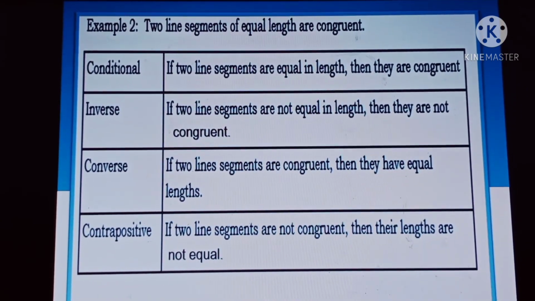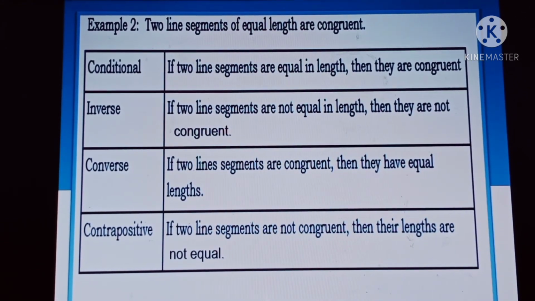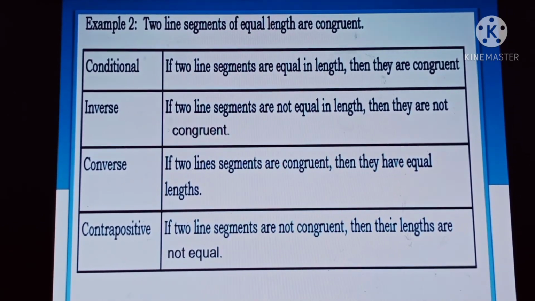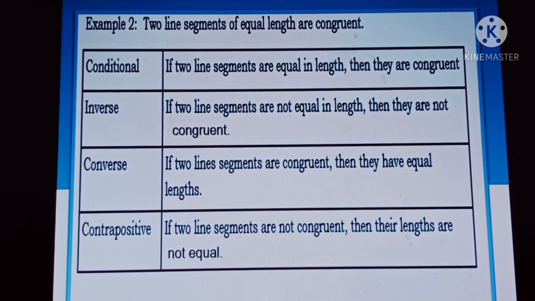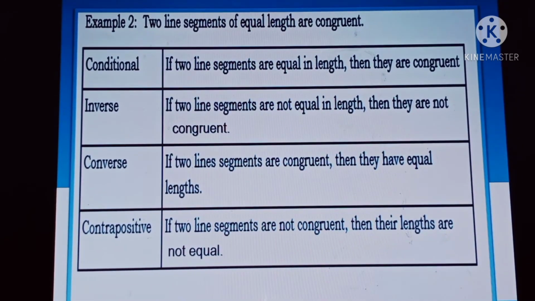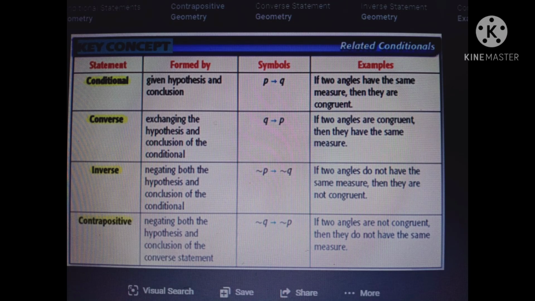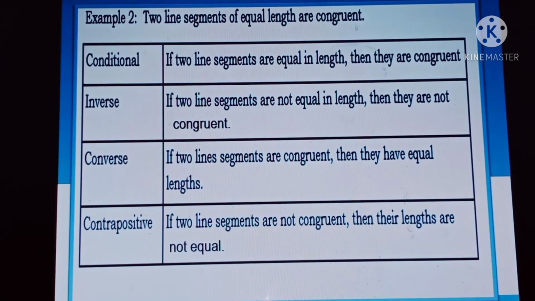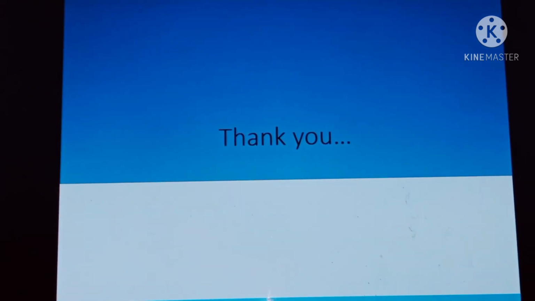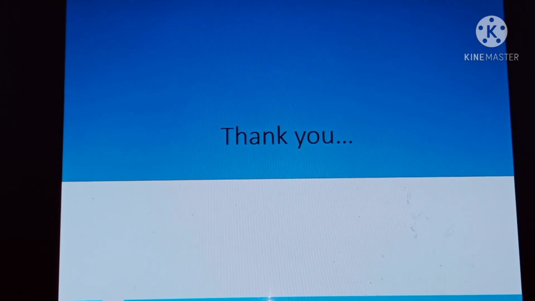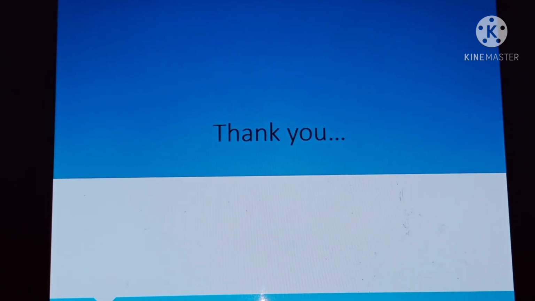So, sa converse naman, pinagpalit yung hypothesis pati yung conclusion ng conditional statement: if two line segments are congruent, then they have equal length. So, ano contrapositive? If two line segments are not congruent, then their lengths are not equal. So, that is example number 2. So, thank you. Yun yung topic ng biconditional, inverse, converse, contrapositive statement. Thank you.